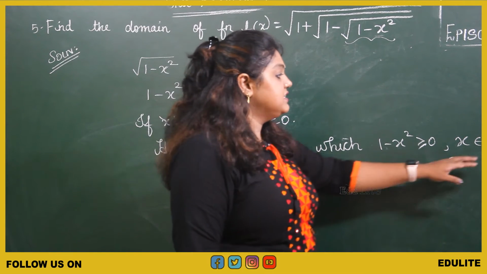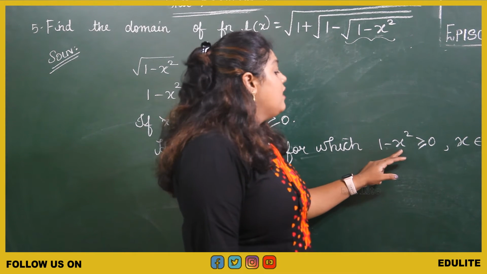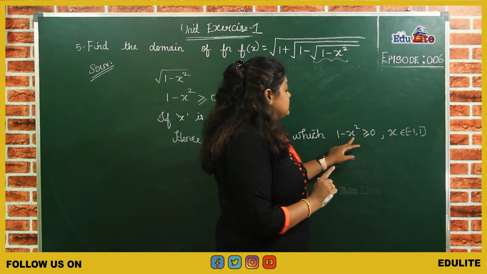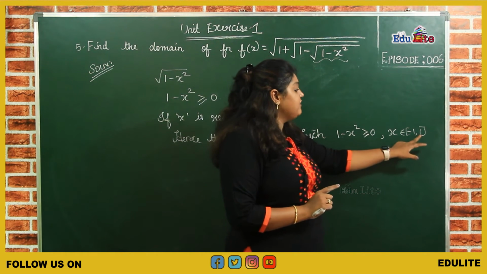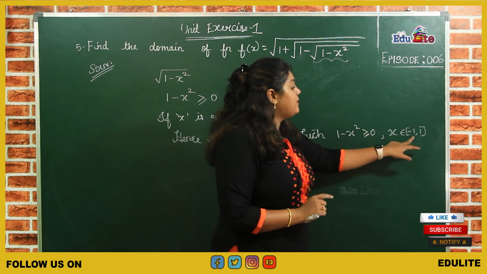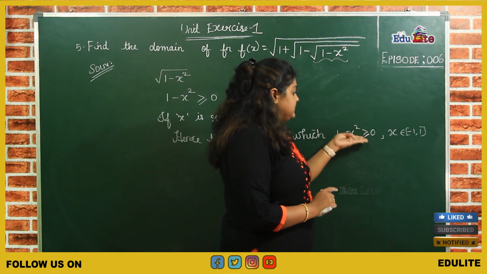Why we are choosing this as a domain: if we substitute minus 1 over here, what will we get? Minus 1 squared will become plus 1, and 1 minus 1 will give greater than or equal to 0. So this equation is satisfied. Similarly, if I take the x value as 1, 1 minus 1 will give me 0. Therefore minus 1 comma 1 satisfies this equation. But it only satisfies 1 minus x square.